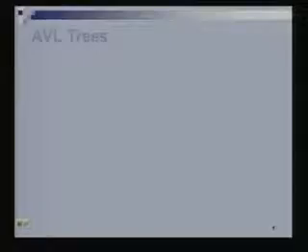In this class we are going to be talking about AVL trees. In the last classes we have seen the binary search tree data structure. Now one problem with the binary search tree, if you recall, is that the operations of insertion, deletion, search, all of them take time proportional to the height of the tree.